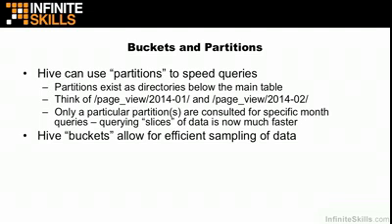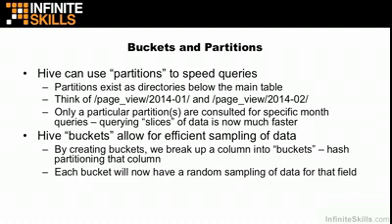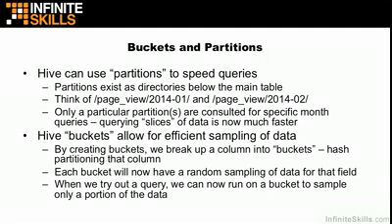Hive buckets allow for efficient sampling of the underlying data. When we create buckets, we break a column into buckets, which are essentially hash partitions on that column. Each bucket will now have a random sampling of data for that field. So for example, if we create 1,000 buckets based on user ID, each one of those buckets should have a roughly equal number of users sampled across the entire data set. And when we run a bucket query, we'll then only sample a portion of the data. This can be very useful for testing our code and checking to make sure that it works against data.